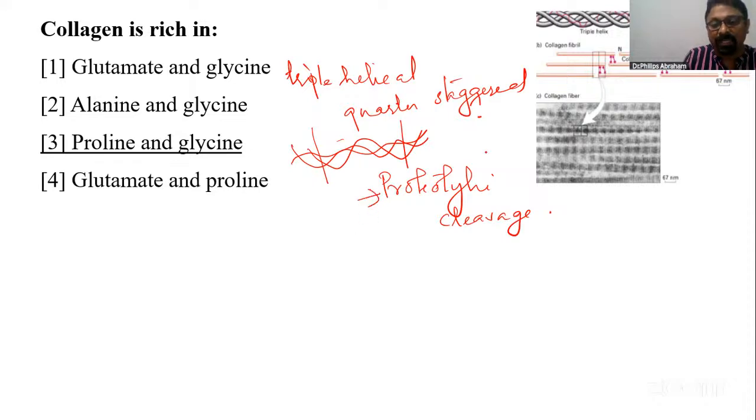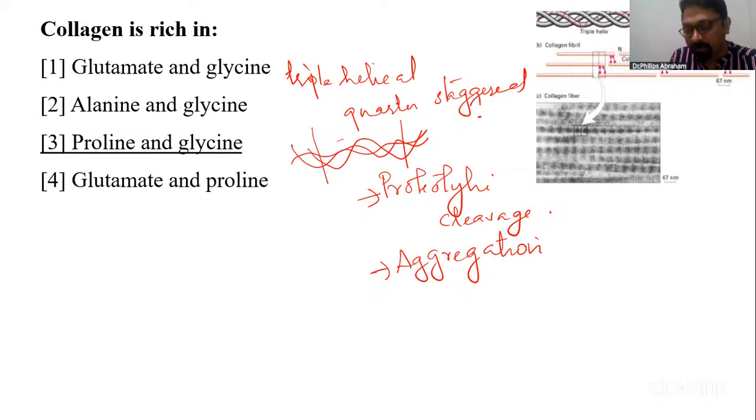The second type of modification after synthesis is that they all aggregate together. So aggregation of chains is another post-translational modification. It happens for immunoglobulin also. It happens in hemoglobin also. We have hemoglobin chains, as I said, separately, then they clump together. In immunoglobulin, we have 2 heavy chains and 2 light chains. They are synthesized separately, then they combine together. So that's aggregation.